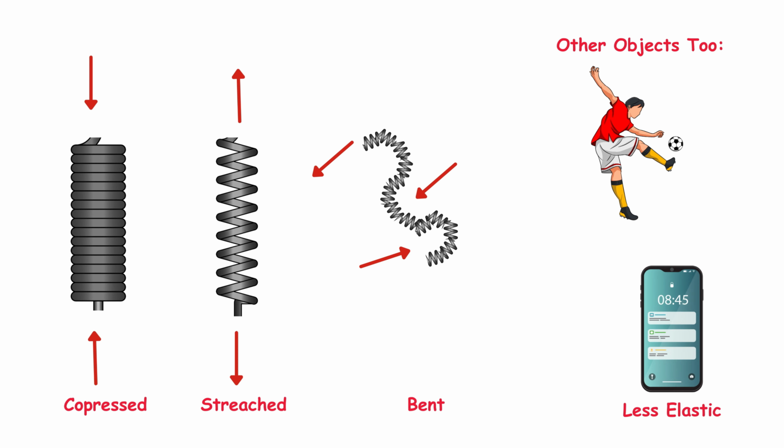When a force is applied to an object, it can cause the object to undergo compression, stretching, or bending. This is most easily seen in something like a spring, but the principle also applies to a wide variety of other objects, including things like balls or mobile phones. These other objects might not be as visibly elastic, so the changes in their shape might be harder to notice, but the underlying concept remains the same.